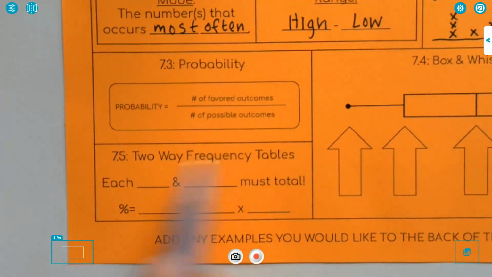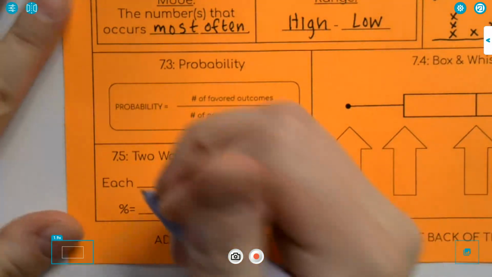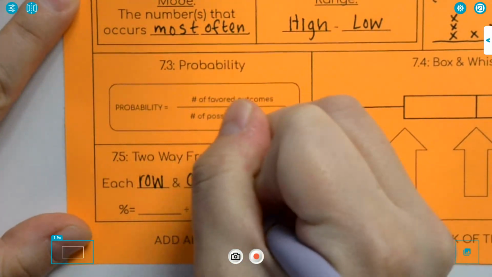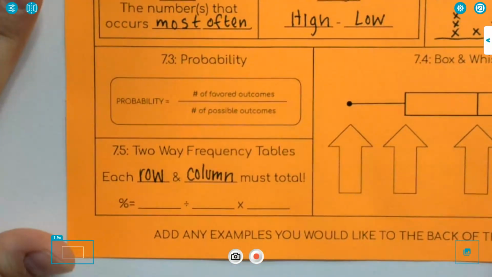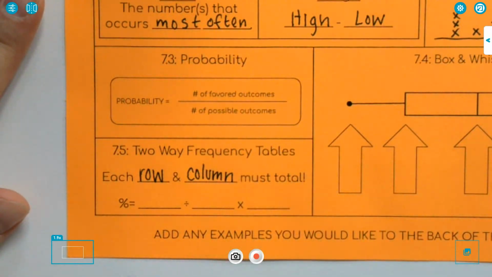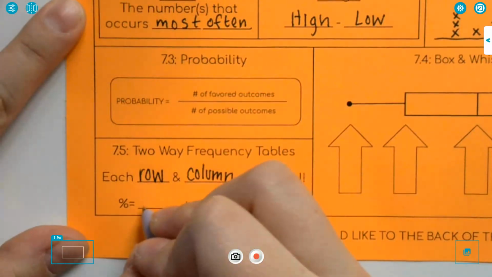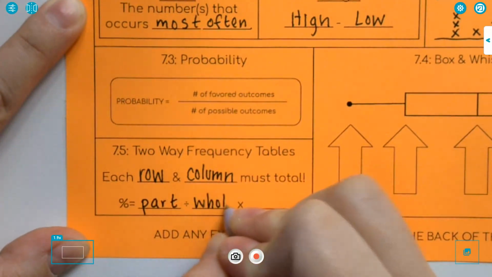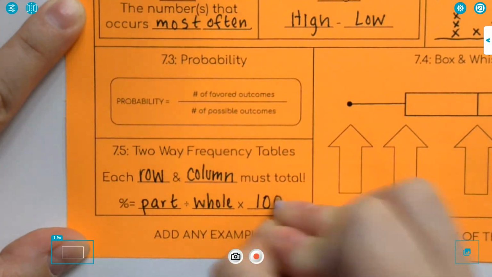While we're over here, two-way frequency tables, because the percentage is the same for both these things. Two-way frequency tables, a reminder that every row and column must total up. And then for both probability and two-way frequency tables, you're going to be asked to find percentages. To find a percentage, you always do part divided by whole times 100.